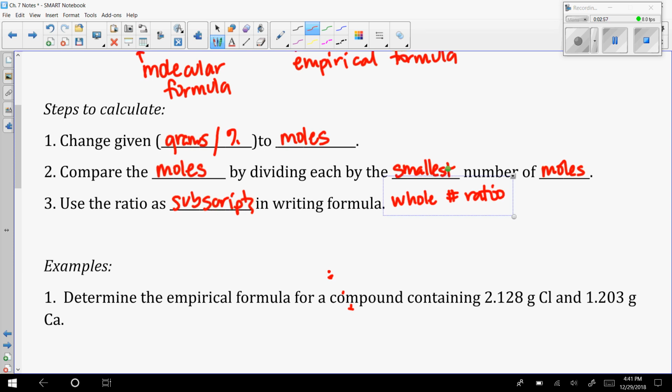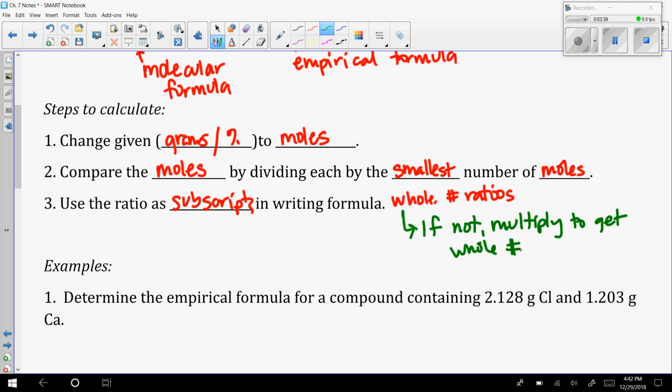because we can't have 1.5 hydrogens or something like that. You may get into a situation where, after you do step 2, you find that you have something like 1.5 to 2, which will not work. So they need to be whole number ratios. If they're not whole numbers, you'll need to multiply to get whole numbers. I can show you what I mean by that with an example in class.